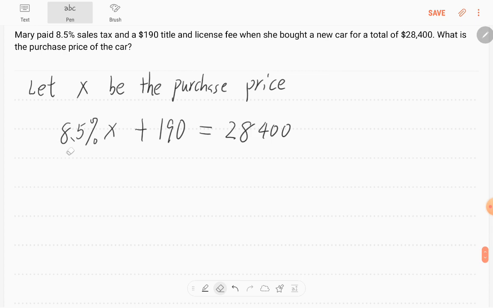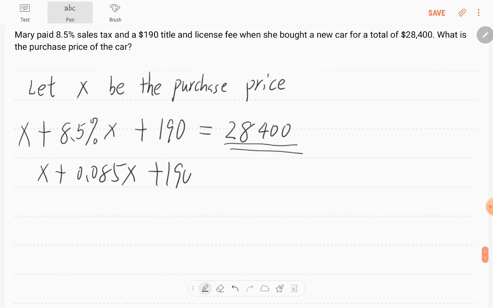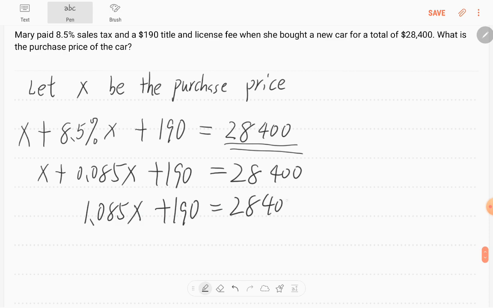So here is the tax plus the title and the license fee. We also need to add the original price. Then this would be the total cost for Mary. So this would be x plus 0.085x plus 190 equals 28,400. So we should be careful, okay? And this would be 1.085x plus 190 equals 28,400.